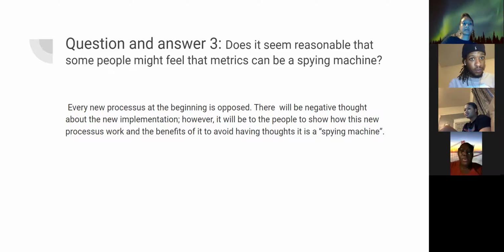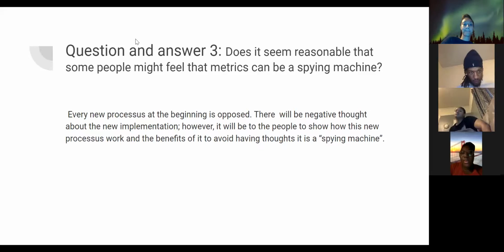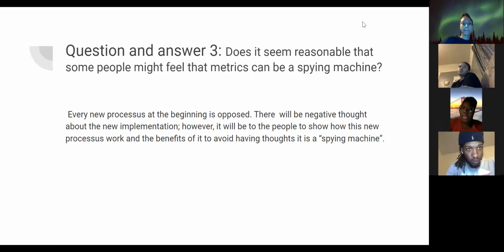Okay, so for question 3, I think every new process at the beginning is opposed. There will be negative thought about every new thing that needs to be implemented. However, it is for them to convince the audience that the new process that they want to implement is good and show how it works and what outcome it can bring to them, for them to not think that metrics is a spying machine.